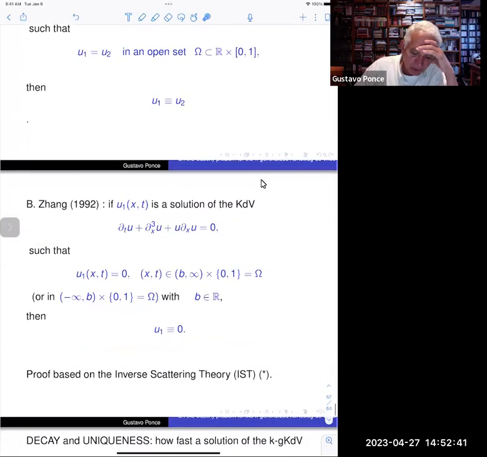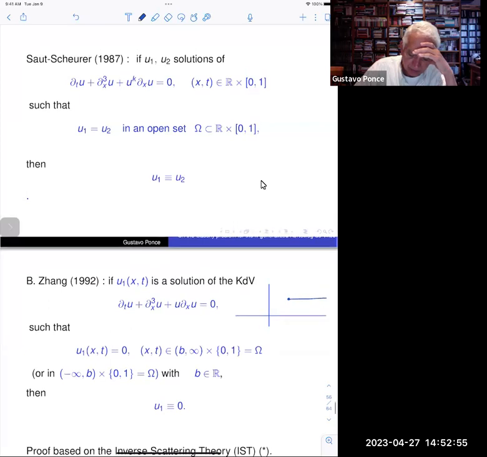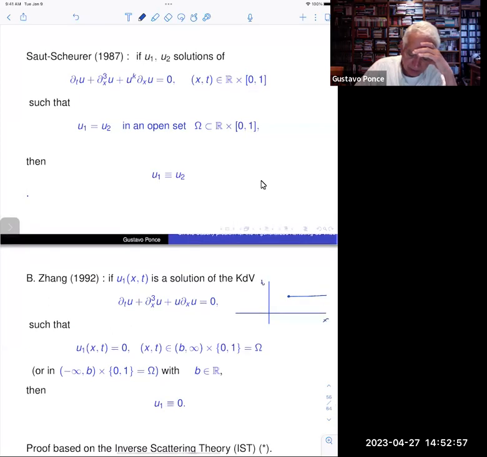Then Bona and Sun proved the following. If you have a solution of the KdV that vanishes in a semi-line, here or here, it doesn't matter, then it has to be 0.